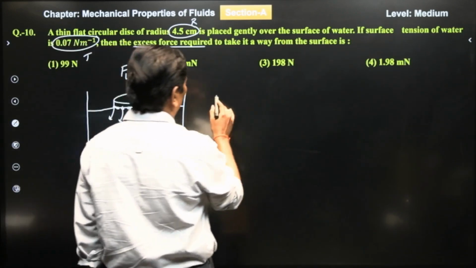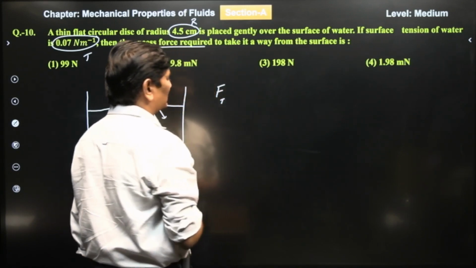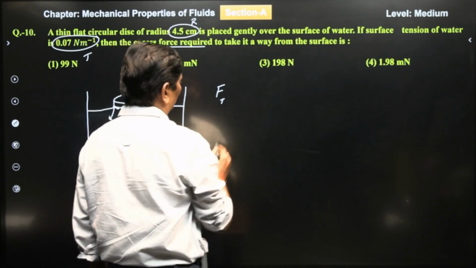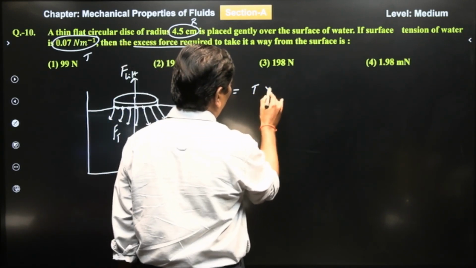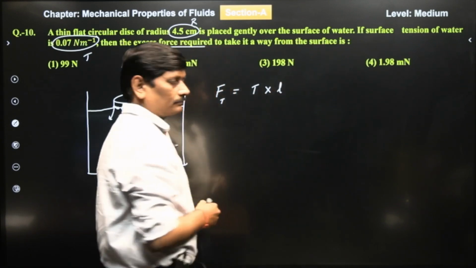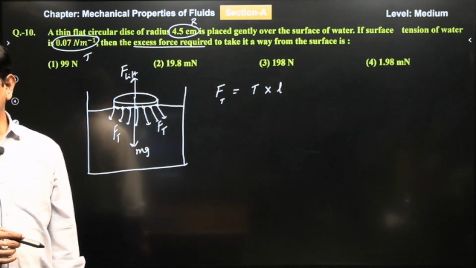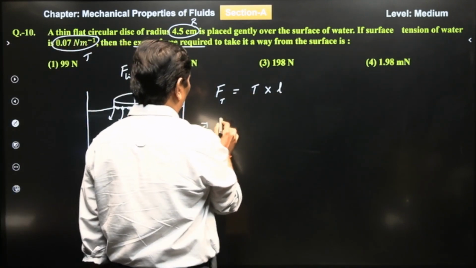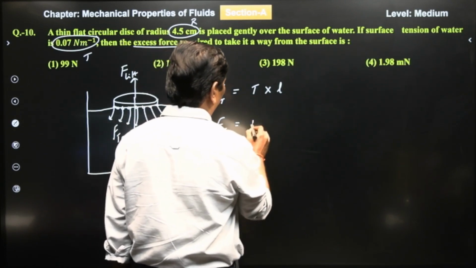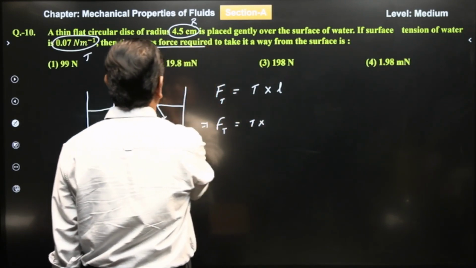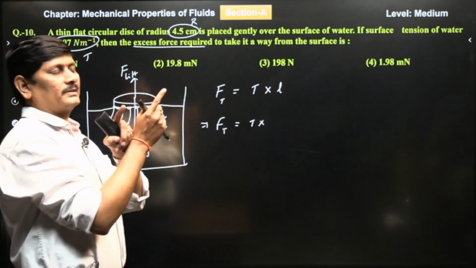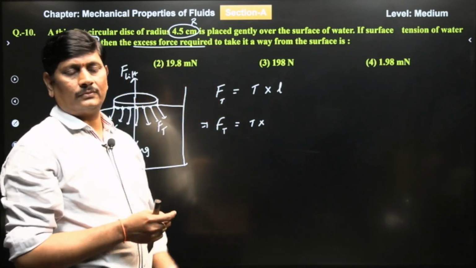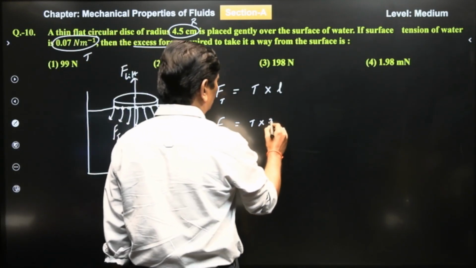So, in such a case, there is a force due to surface tension, Ft, acting in the downward direction. This force due to surface tension means surface tension into L, multiplied with L. What is that L? The length on which the surface tension force is acting, that is the circumference of the disc. There is a circular disc, and on the circumference there is surface tension force. That is why T into 2 pi r.